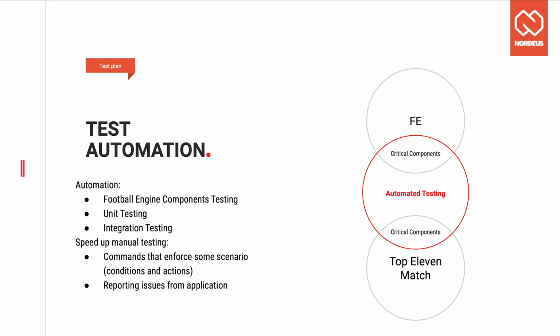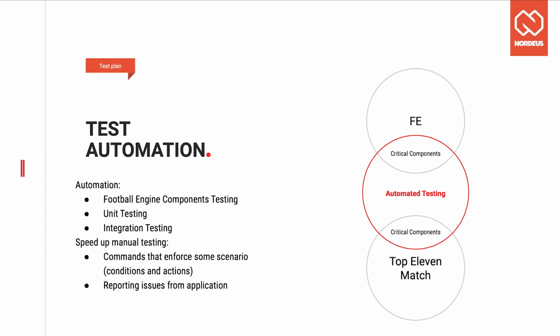For the testing development process, we have automated testing and speeding up the actual manual testing. By automated testing, we really mean testing the components of the football engine individually, so AI, animation, physics, and others. Of course, we have the classic basic unit testing that developers do. And really interesting stuff is the integration testing that we have.